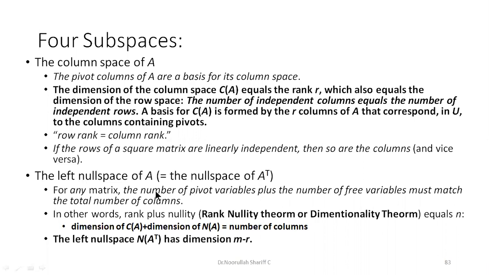For any matrix, we can have only pivot variables and free variables. The number of pivot variables plus the number of free variables must match the total number of columns, and this gives us what is known as the rank nullity theorem. Rank plus nullity equals n, and that is known as the rank nullity theorem or dimensionality theorem.